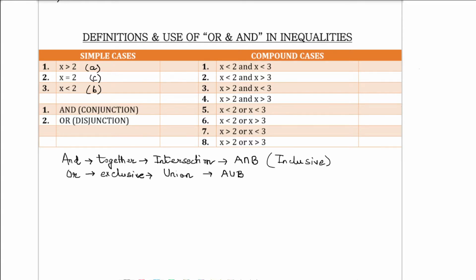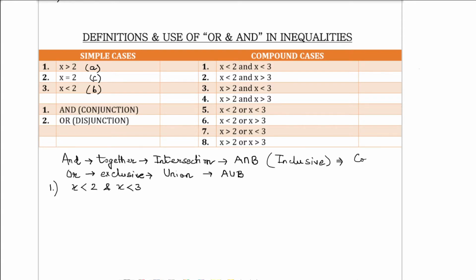Okay, so now starting off with example 1, the compound case, wherein we are saying what? x is less than 2 and at the same time x is less than 3. And we know that "and" means intersection. Intersection means the common part.